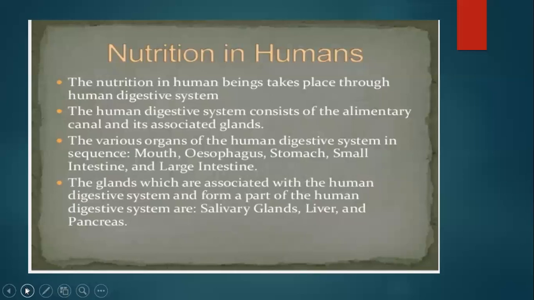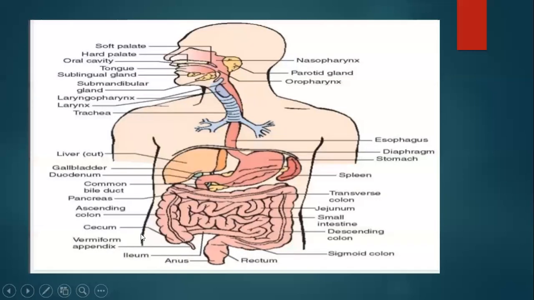So the various organs of the human digestive system in sequence, let us see the picture. Look here. The sequence is mouth, esophagus, stomach, small intestine, large intestine. These are the general parts of the alimentary canal.